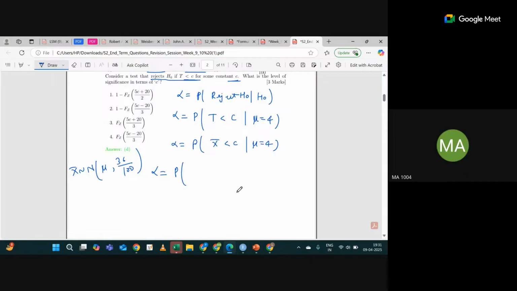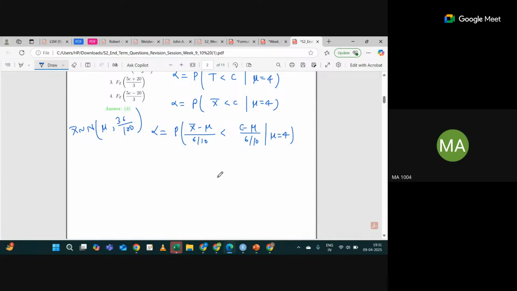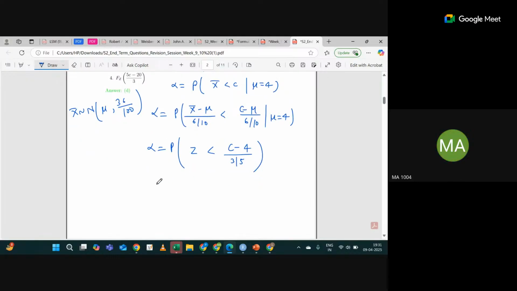Okay. So what is the next task? I have to subtract the mean. So I will do X bar minus mu divided by sigma by root n, that is 6 by 10, less than c minus mu divided by 6 by 10, given that mu is equal to 4. Now, first of all, this alpha is the probability that Z is less than c minus 4 divided by 6 by 10. 6 by 10 will be 3 by 5. So this will be the probability that Z is less than 5 by 3 times (c minus 4).